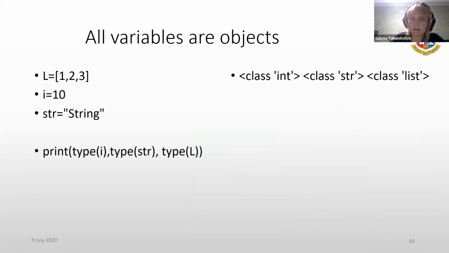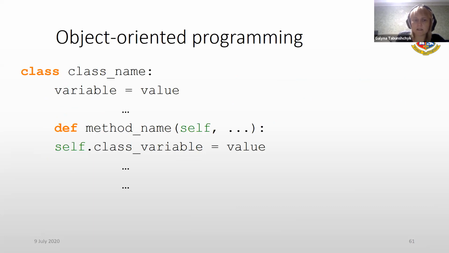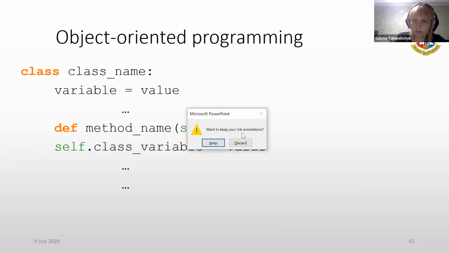And in Python, why I want to finish first with it today, is that in Python all variables are objects and all types are classes. So list, integer, string: you can see that L is a class list, I is class integer, and str is class string. So in Python, all variables are objects. Sorry, I forgot to put it on the slide.